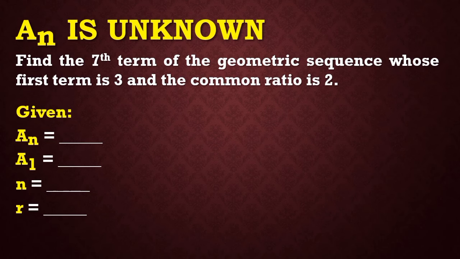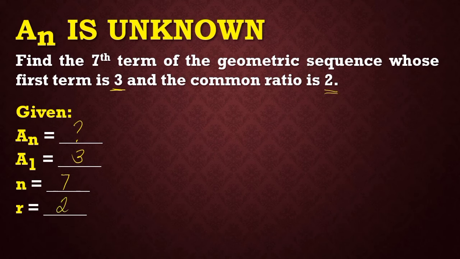Para mas mabilis nating masagot yung problem, mas maganda na i-identify natin yung given. Parang dun sa steps in problem solving, ganun din. Yung una nating gagawin is, what is asked? Ano ba ang hinahanap? Dito, ang hinahanap natin is yung seventh term. And then, next, what are given? So, a sub n is the unknown, and then a sub 1, yung first term, that is 3. And then, yung n natin, yung term position, that is 7. Kasi hinahanap natin is 7th term, kaya yung n natin is 7. And then, for our common ratio, that is 2.